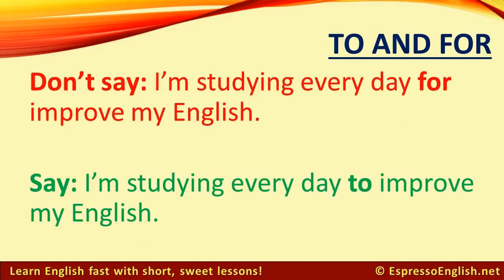Don't say, I'm studying every day for improve my English. The correct sentence is, I'm studying every day to improve my English. It can be difficult to know when to use to and when to use for, so I'm going to give you some examples in this lesson.